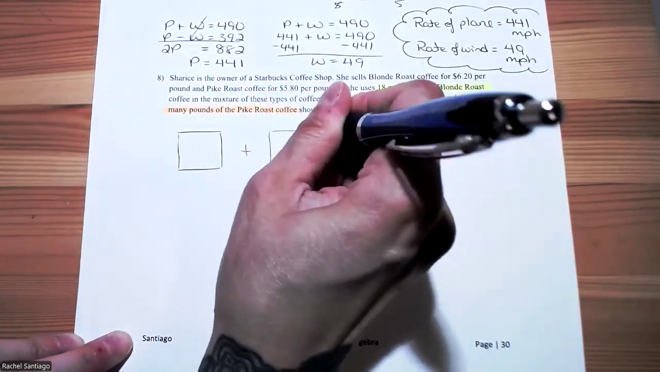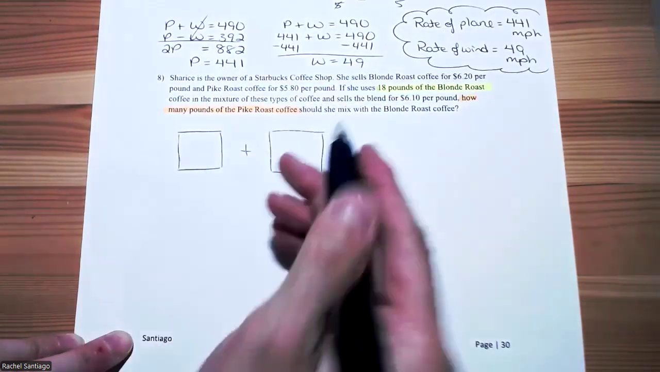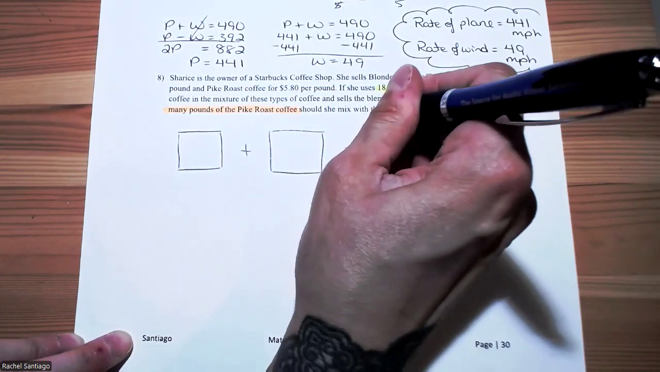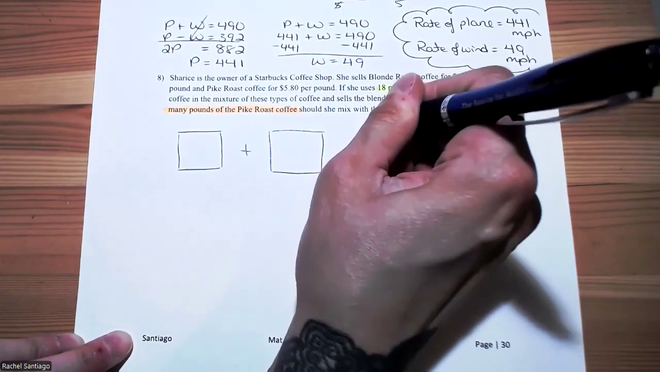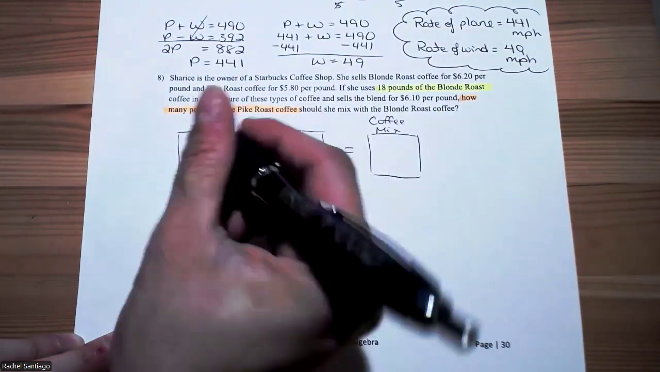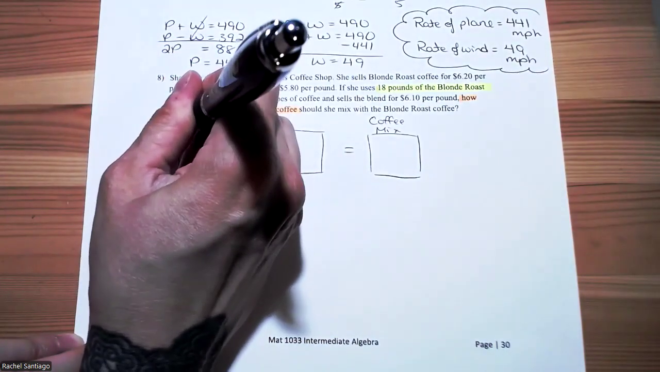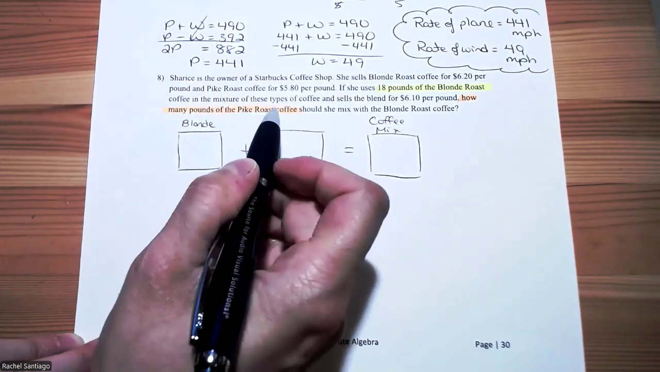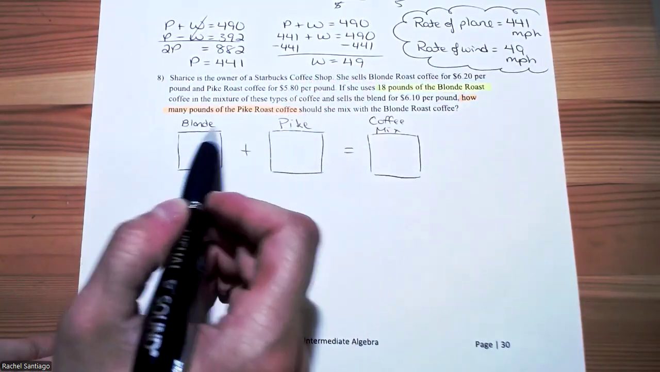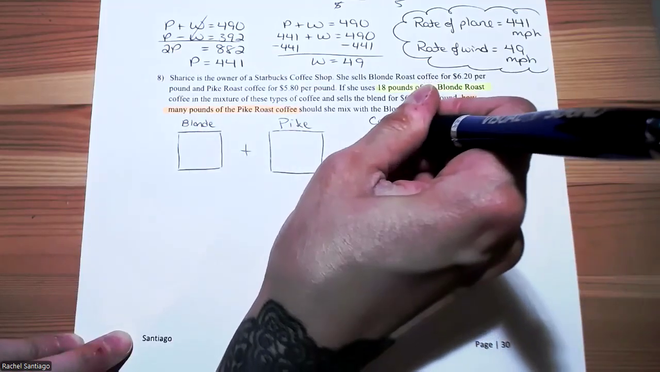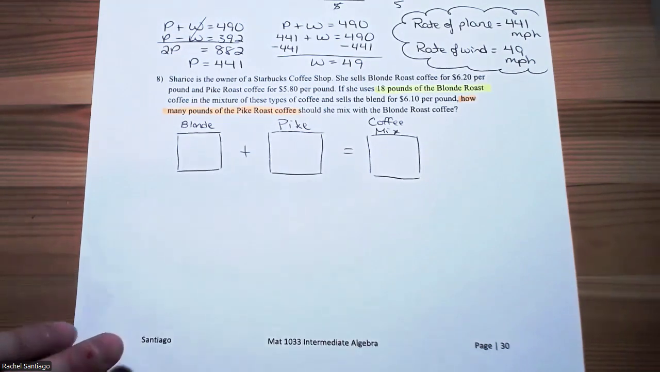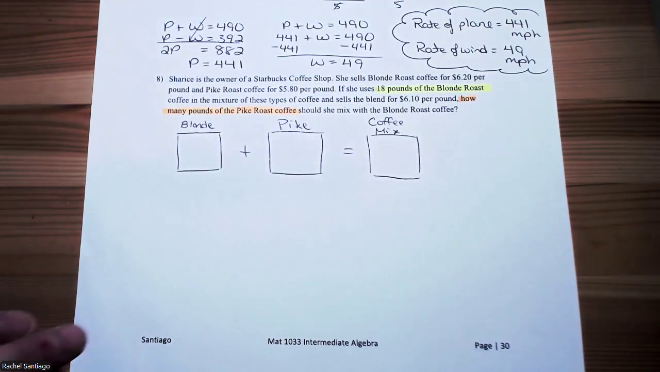I notice that I'm mixing two ingredients together to make some amazing coffee mixture. The ingredients that we're mixing together are blonde roast coffee and pike roast coffee. So those are the two ingredients that I'm mixing together to come up with this amazing coffee mixture. Now, I'm going to go through and make note of the information that I have.